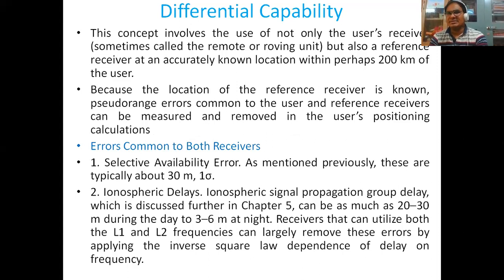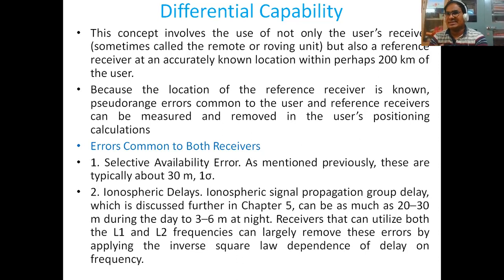And differential capability. So what is differential capability? Differential capability is nothing but using information from local receivers, which are called reference receivers. In addition to the single intended original receiver, it has to take information from local receivers with a known location, for the purpose of pseudo range measurement. And some of the errors that are common to both receivers are as follows.